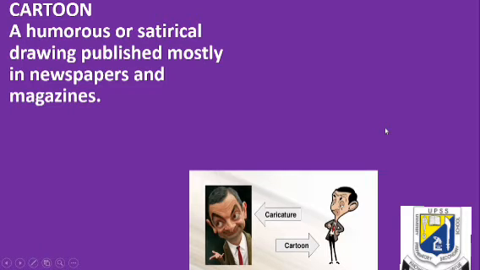The next is cartoon. This is one type of art that kids are fond of. On TV, on books, illustrations, and newspapers, magazines, you find cartoons all around. Now, what is cartoon? A cartoon is a humorous or satirical drawing published mostly in newspapers and magazines.